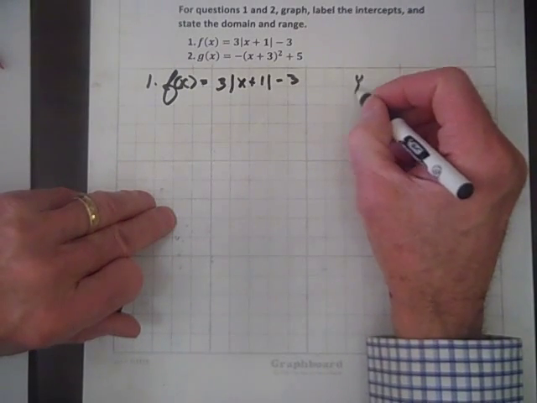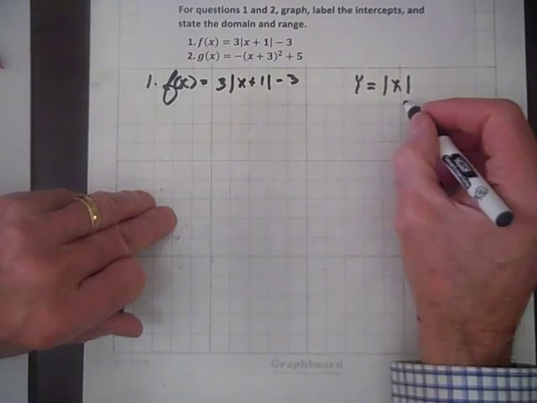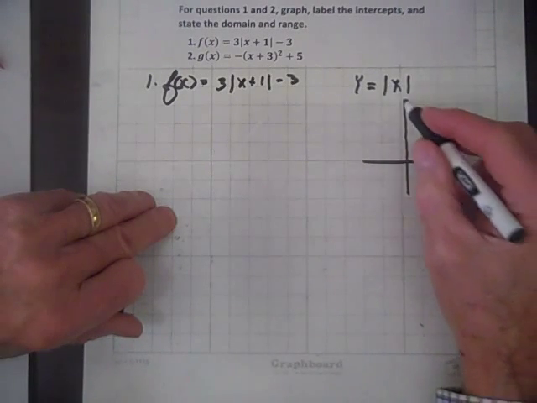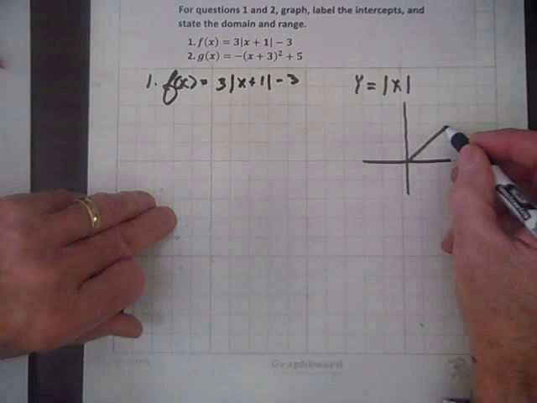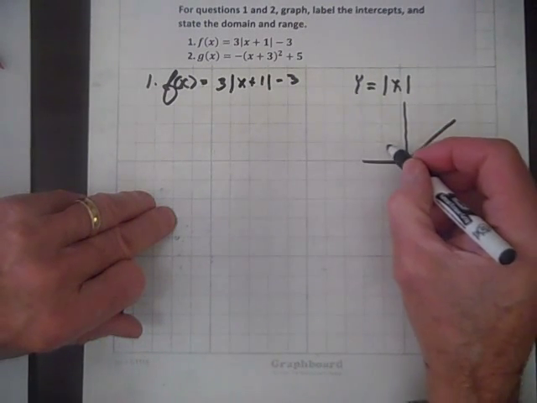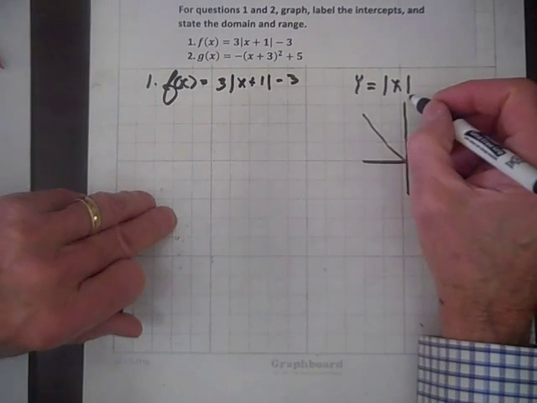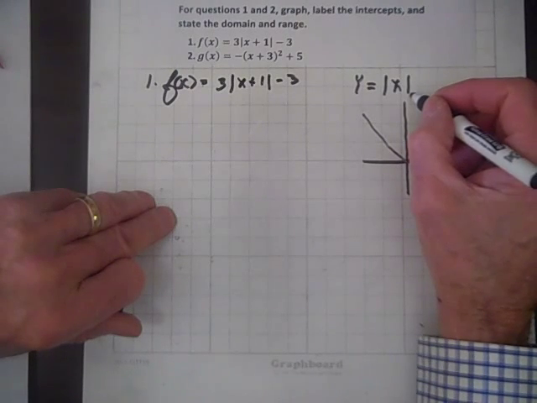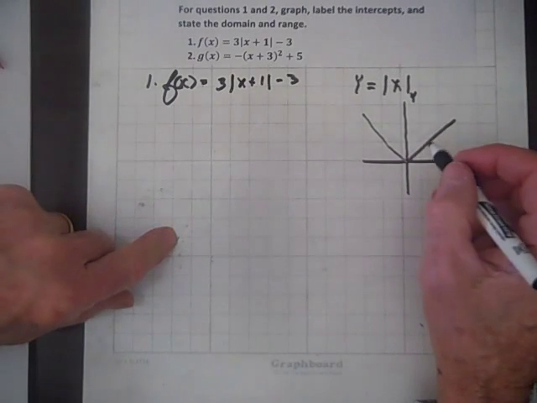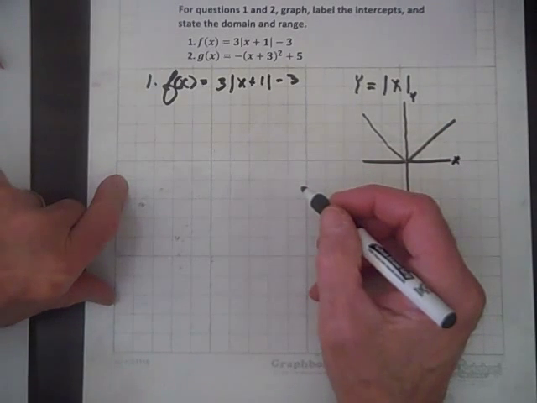So let's consider what the graph of y equals absolute value of x looks like. And here it is. And if x is 1, we get 1. If x is 2, we get 2. If x is 0, we get 0. If x is negative 1, we get 1. If x is negative 2, we get 2. And you can see that looks like a V. And whenever we graph an absolute value function, that will be the general form. It might open up or down, but otherwise that will be the form.